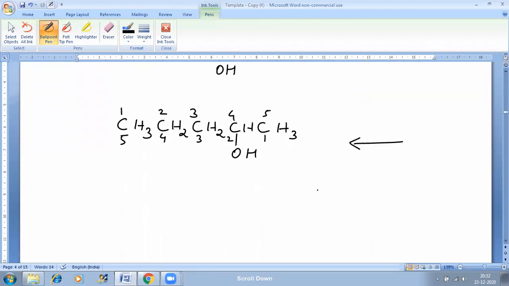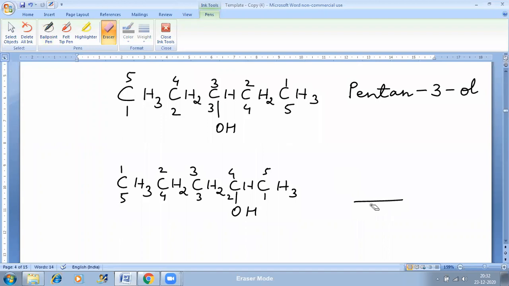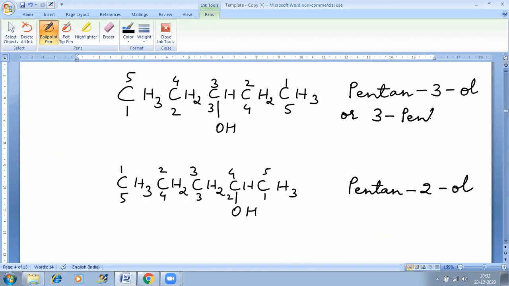Now tell me what should be the name for this one. Pentan 2 ol. Yes, correct. It will be pentan 2 ol. This can also be written like this. Both the ways are correct. Any other doubt?